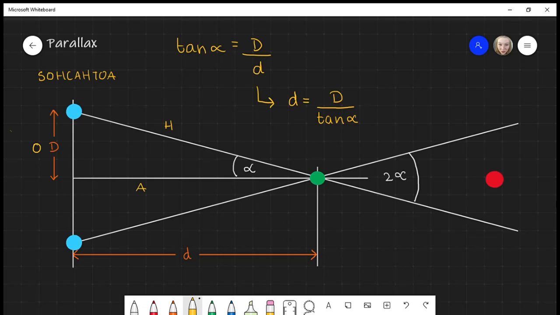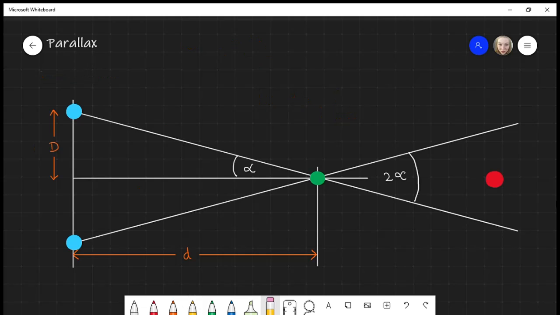a video on it? Well, parallax is one of the methods that astronomers use to calculate the distance to nearby stars. Now, I've emphasized nearby because, like I said before, if an object is too far away, then this method is no longer feasible. So there is a limit to how far an astronomer can use this method. So how do astronomers use parallax?